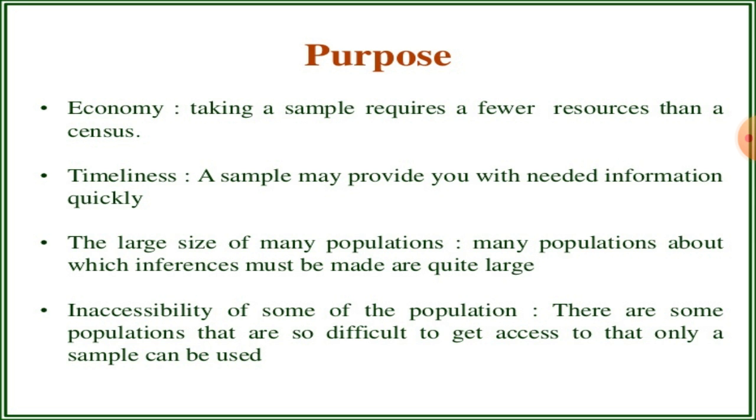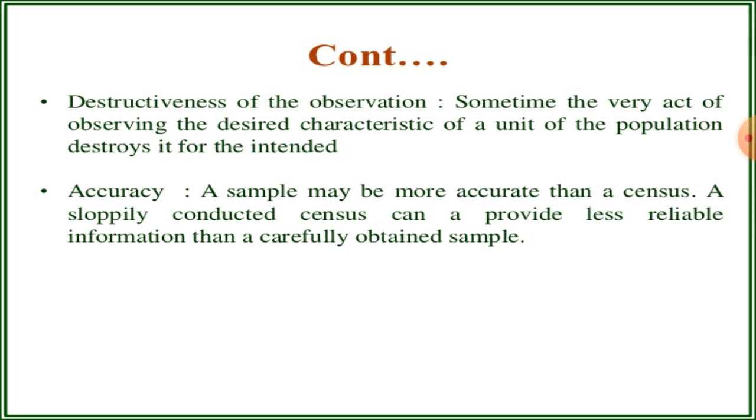Inaccessibility of some of the populations. There are some populations that are so difficult to get access to that only a sample can be used. The destructiveness of the observations. Sometimes the very act of observing the desired characteristics of a unit of the population destroys it for its intended use.